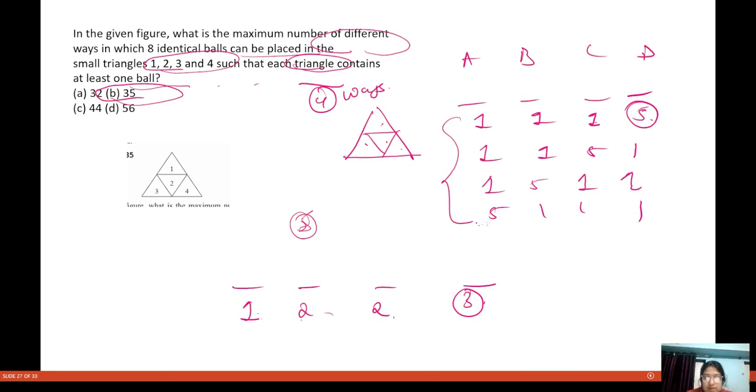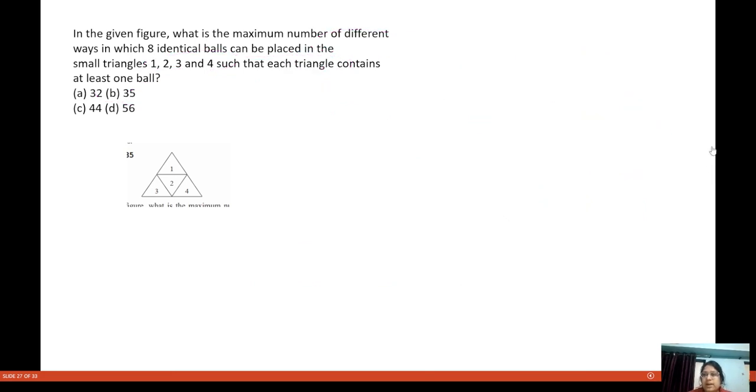Now see what we can do here when we are putting 1, 1 and 5. These are like four different items put in four places. So this can be done in factorial 4 ways, but these three are identical, so just divide by 3 factorial. So that will become factorial 4 by factorial 3 ways.